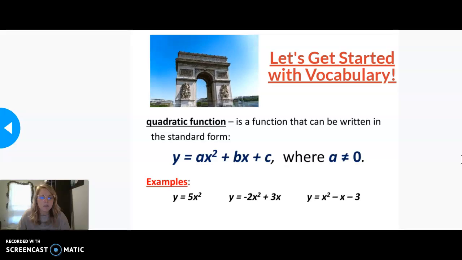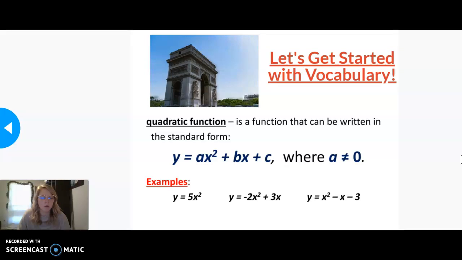So a can't be 0 because what is 0 times anything if we have 0x squared? Well, right, it's just going to turn to 0, and that would leave us with that linear equation. So what you might be wondering is, okay, we're talking about quadratics, but what does this look like if it's not a line?